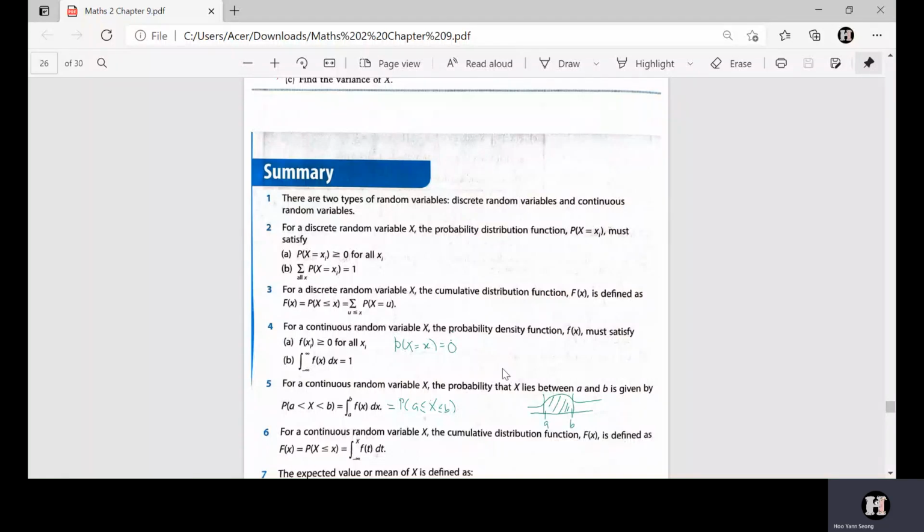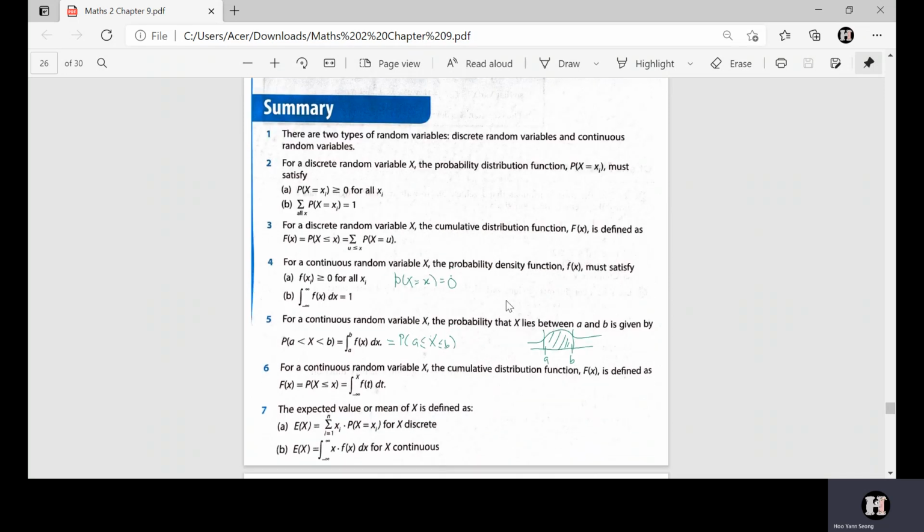Okay, let us look at chapter 9 in your Max 2. Basically, if you look at over here, this is the summaries in your Max 2 module.